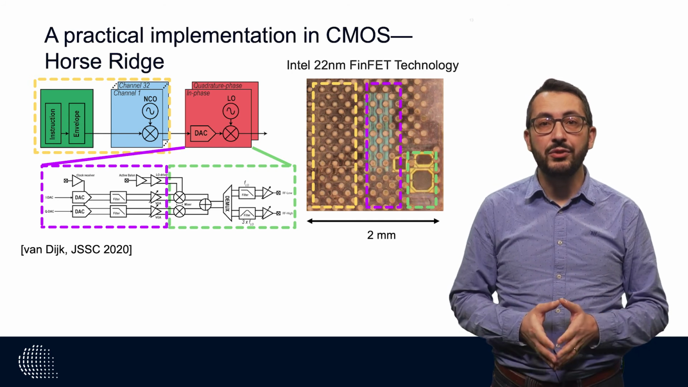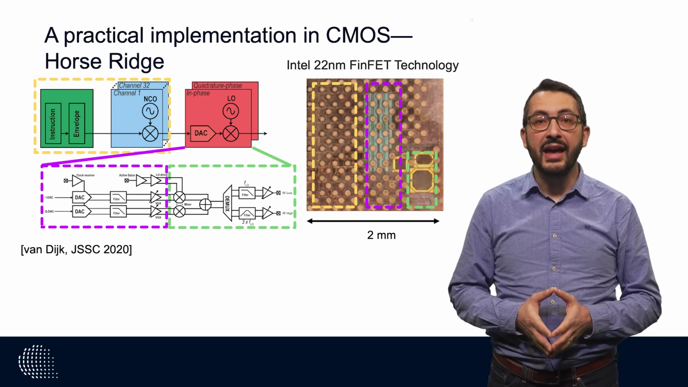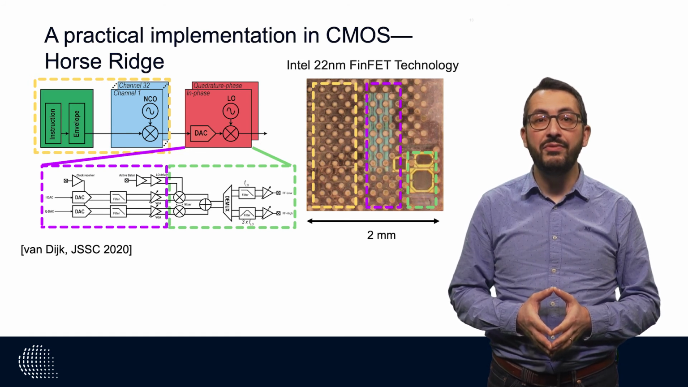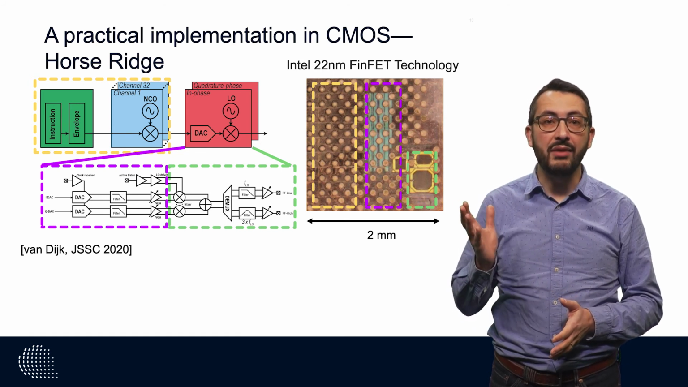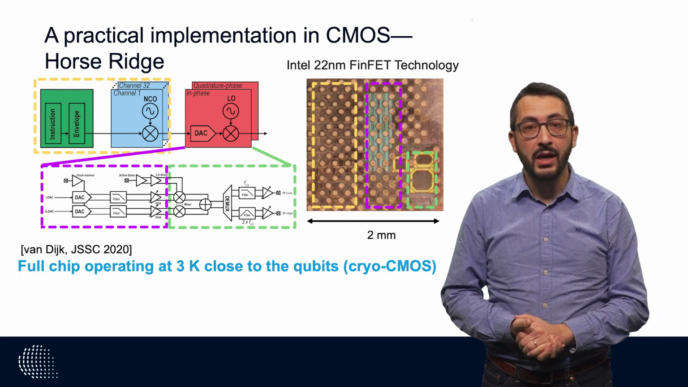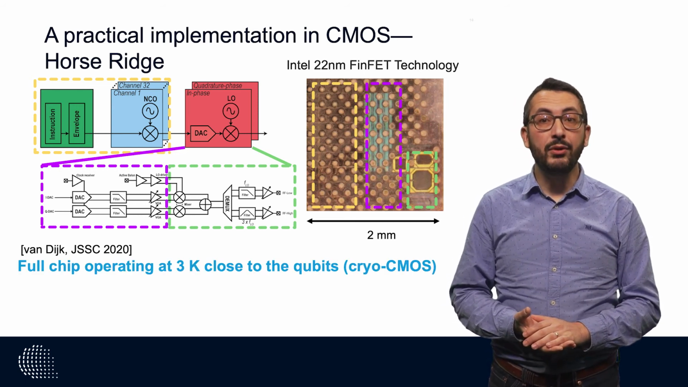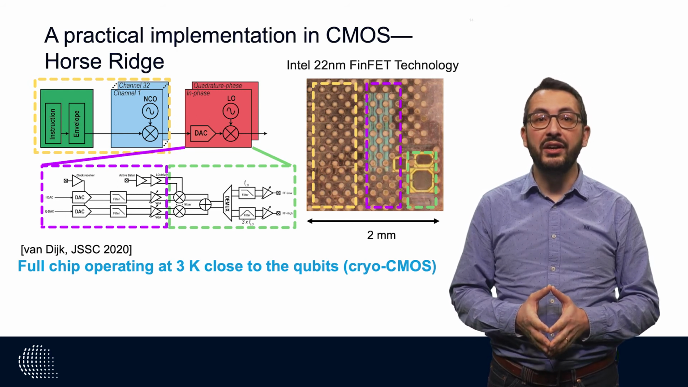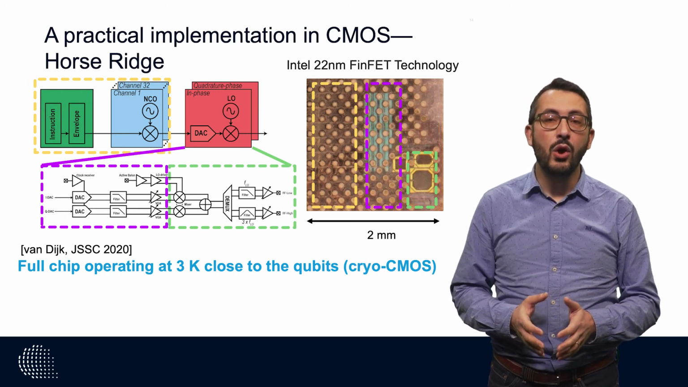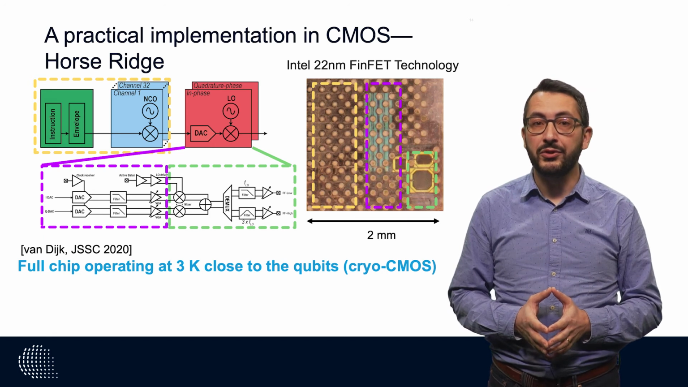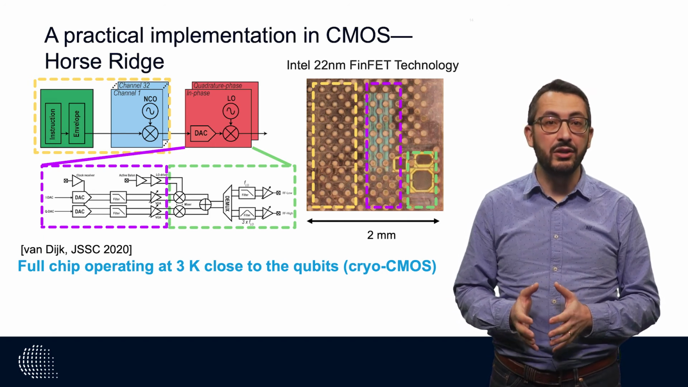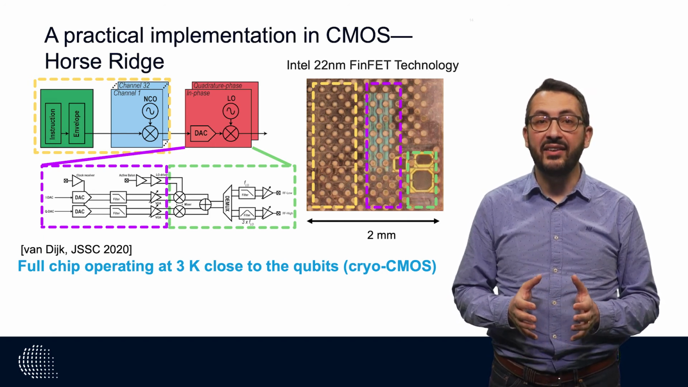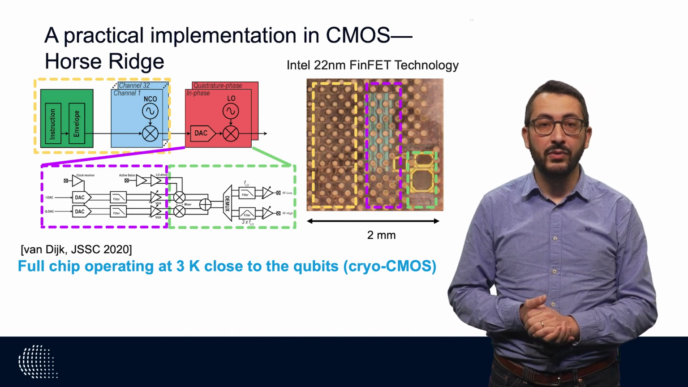so that we can play different rotations one after each other. The analog RF section is shown here in detail, and the chip has been implemented in Intel 22nm FinFET technology. The micrograph is shown here as well. This full chip was able to operate at 3 Kelvin, very close to the temperature of the cryogenic qubits. We call this technology cryo-CMOS because it's a CMOS technology but operating at a cryogenic temperature.